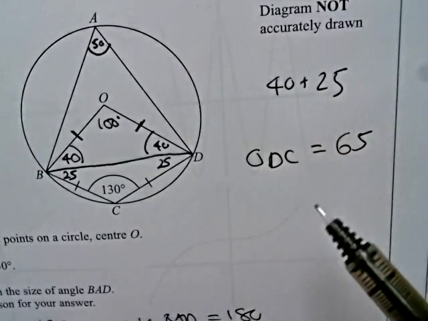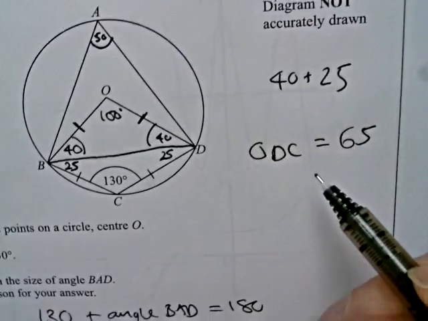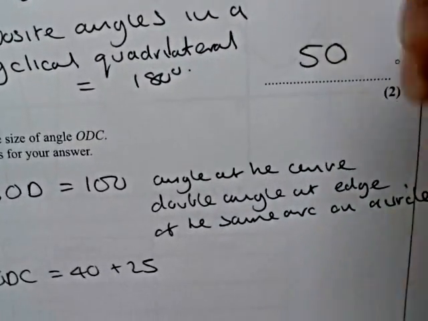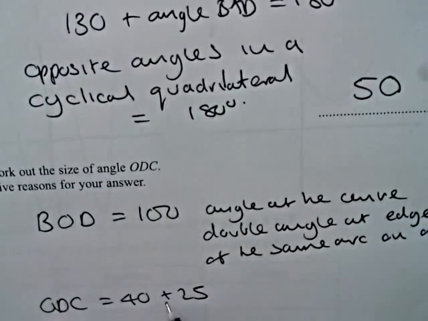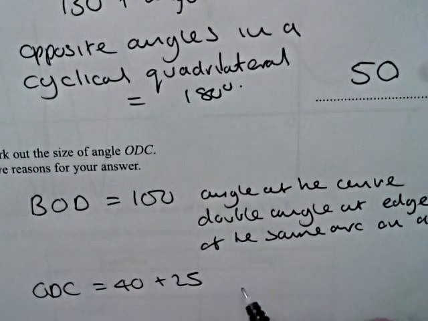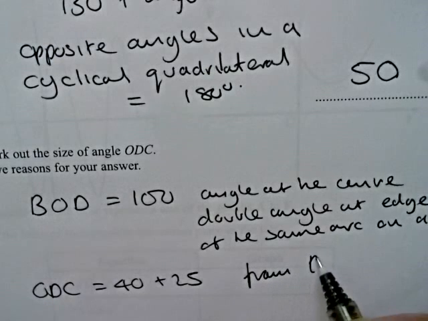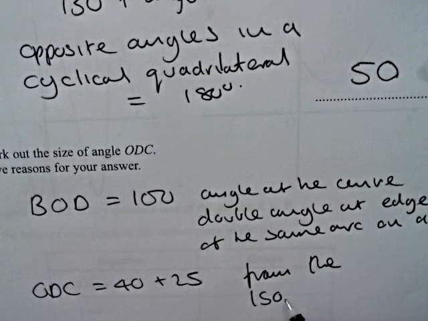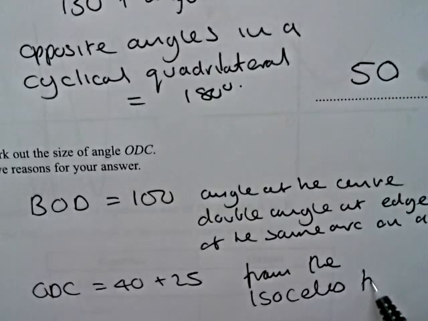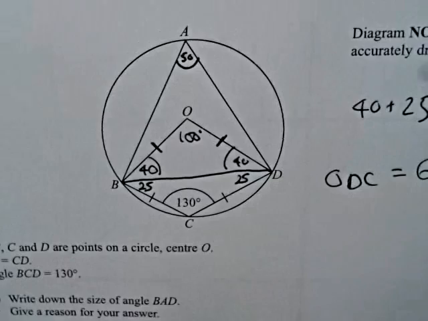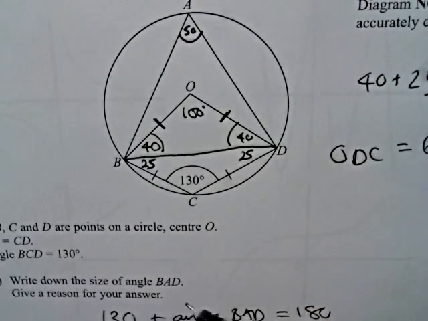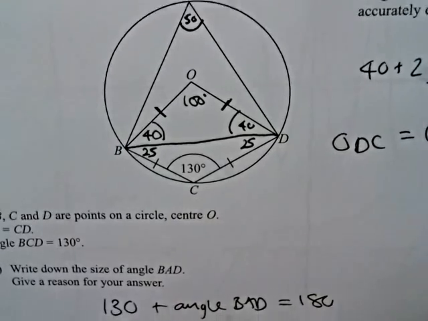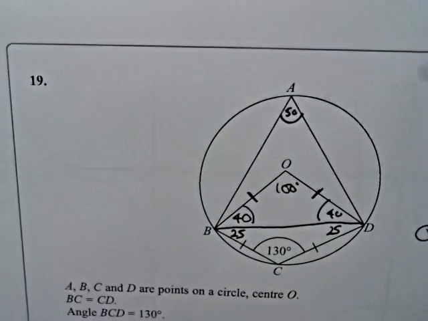So the reasons then, if we come down to the reasons I've given earlier: BOD is 100, angle at the centre double the angle at the edge. ODC is 40 plus 25 from the isosceles triangles. I think it's fairly obvious in the work that you've marked in the isosceles triangles, and you've deduced the other angles from that. So that's your 6 marks for question 19.